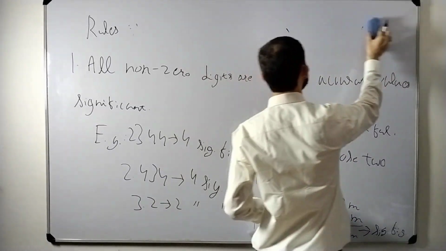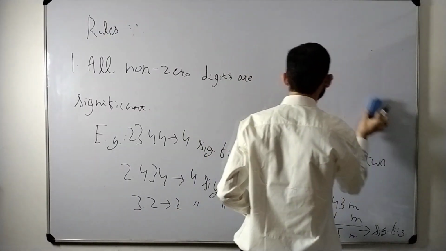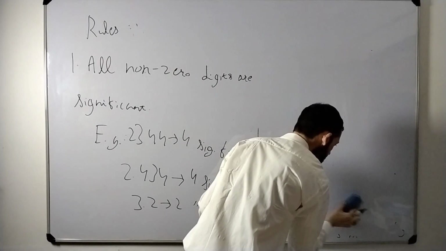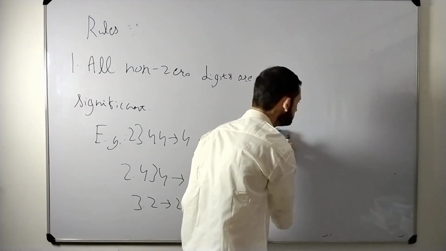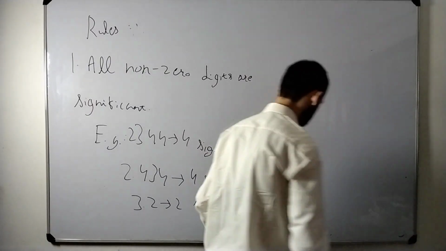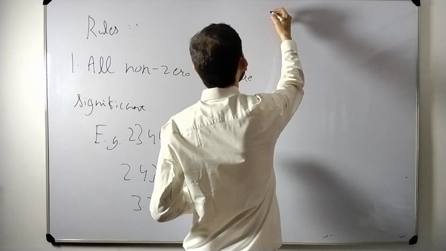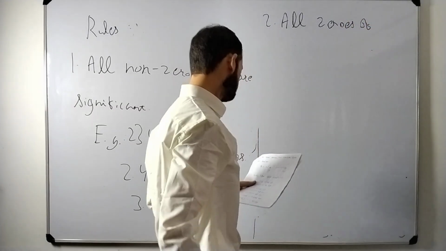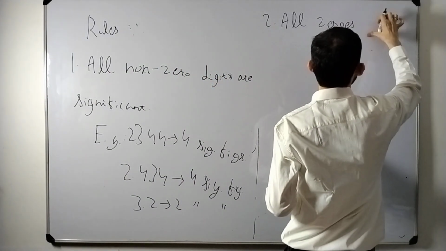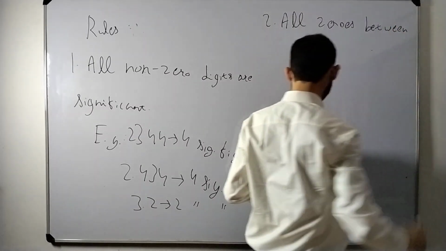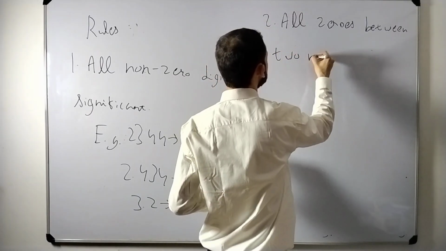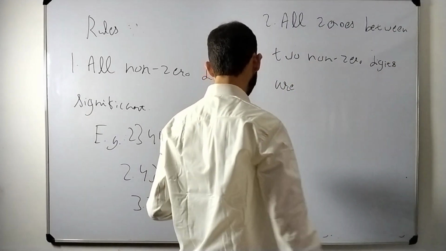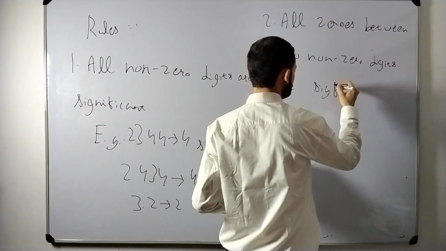Second part of the story. Second rule: all zeros between 2 non-zero digits are significant. Yes, are significant.